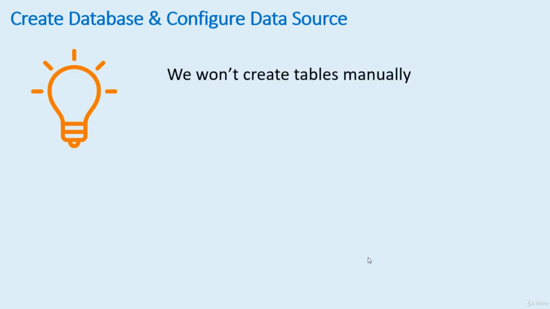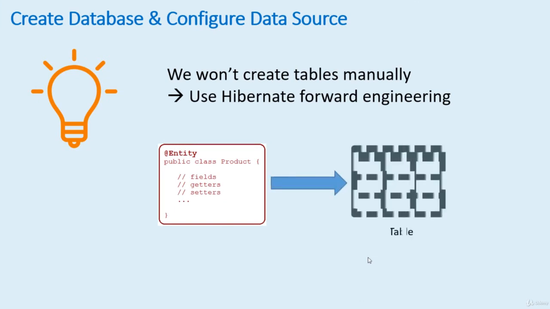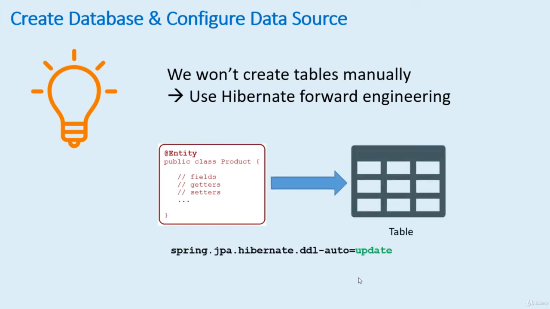Note that in this course, we won't create the tables manually. Instead, we will use Hibernate forward engineering feature that is able to create the tables automatically from Java code from entity classes. That's why we need to set the property Hibernate DDL auto in the Spring Boot configuration file.